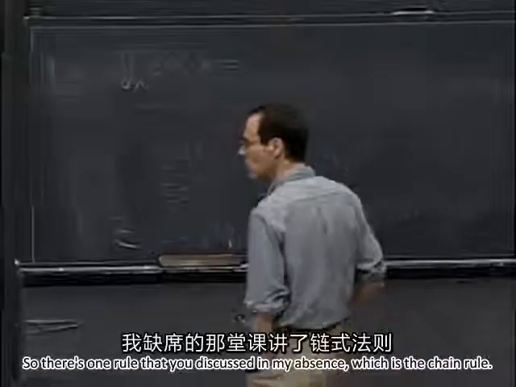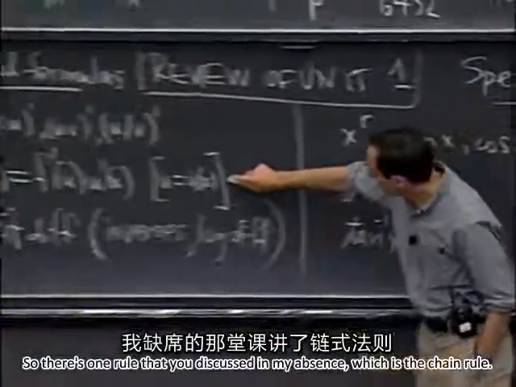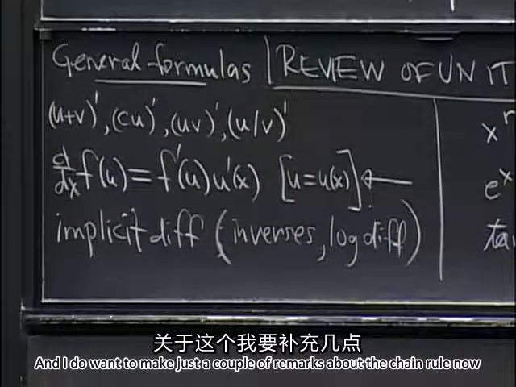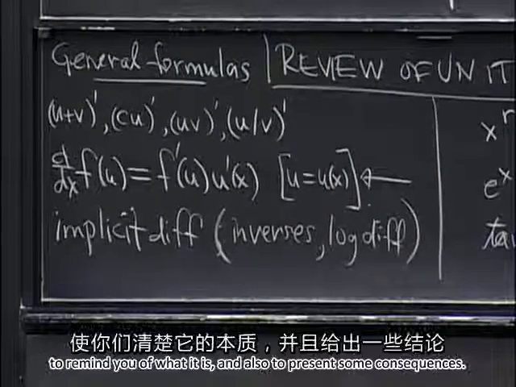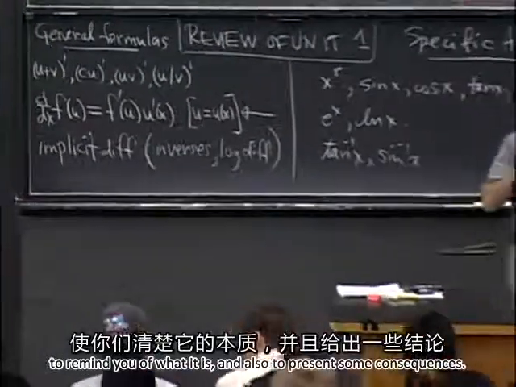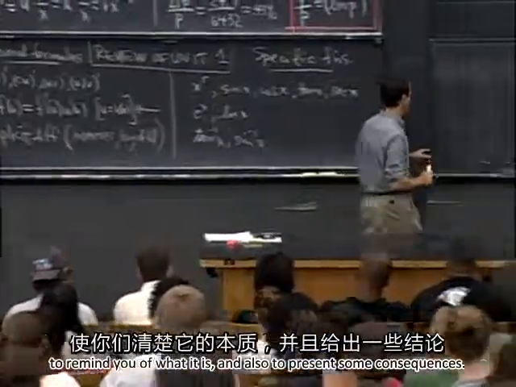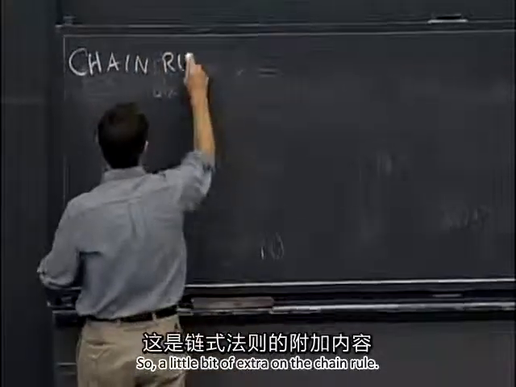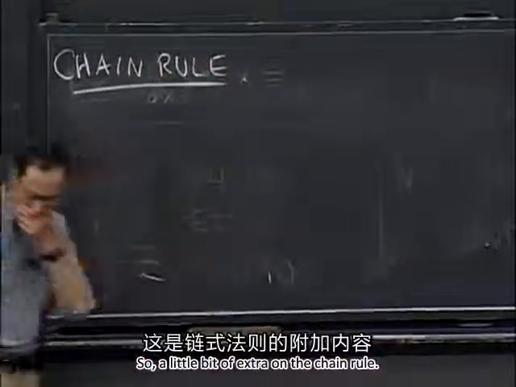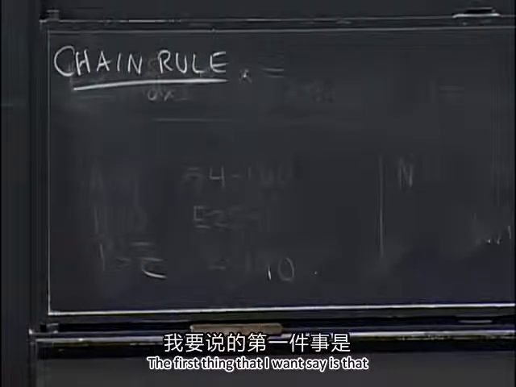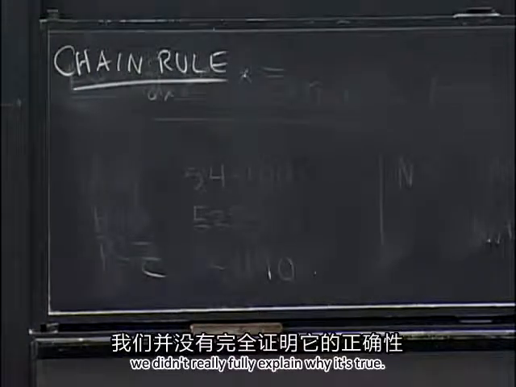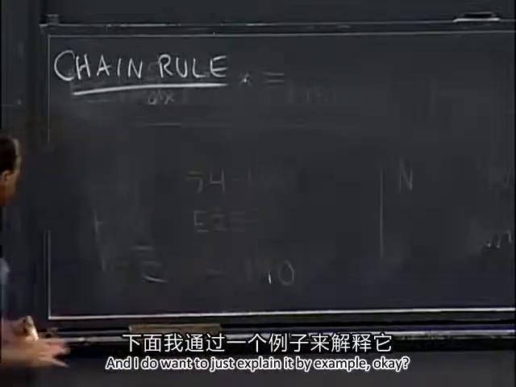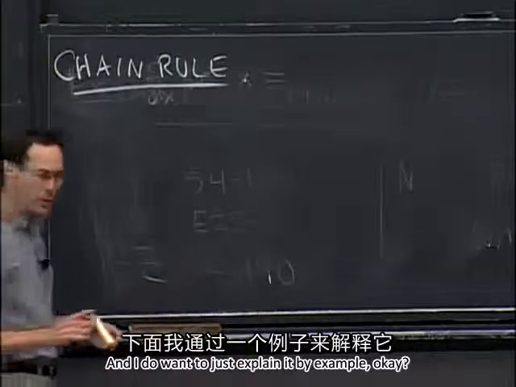So there's one rule that you discussed in my absence, which is the chain rule. And I do want to make just a couple of remarks about the chain rule now to remind you of what it is and also to present some consequences. So a little bit of extra on the chain rule. The first thing that I want to say is that we didn't really fully explain why it's true. And I do want to just explain it by example, okay?